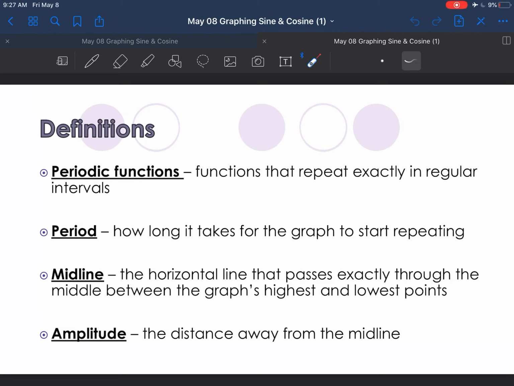The midline, so basically sine and cosine, when you graph these, they're going to be waves. And midline is exactly how it sounds. It's the middle of the wave. It's a line that goes through the middle of the wave. The amplitude is, if we're talking in terms of waves like in the ocean, which would look similar to what the graph is going to look like, the distance away from the midline. But if I had to summarize it, it would be like the height of the wave. Sorry, the midline's in the middle. Amplitude is how tall it is.